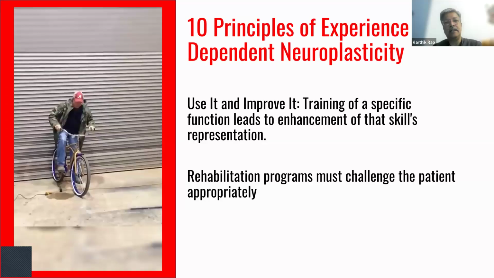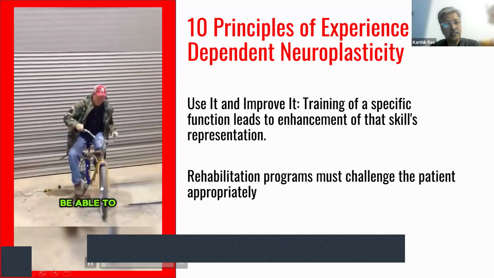The second principle is use it and improve it. That explains that if I am not good at something, and I continue to practice it over a period of time, I'm going to improve, which also means that the connections are getting established in the brain and becoming stronger over time. A very nice example of this would be the backward brain bicycle. So let me play this video for you.